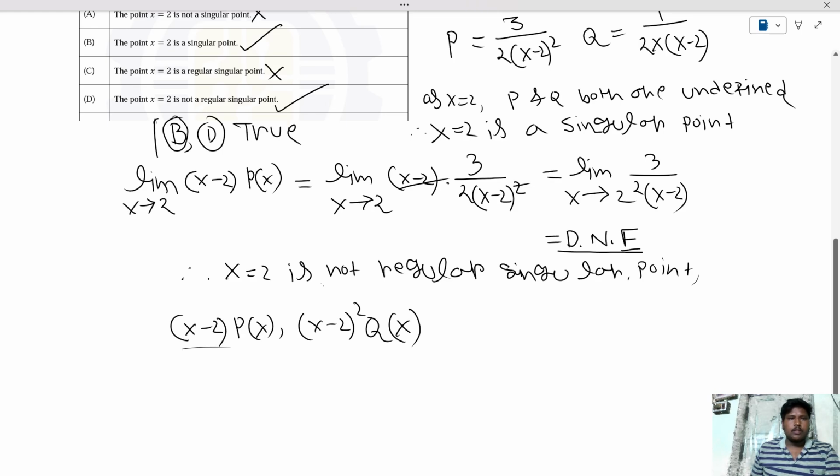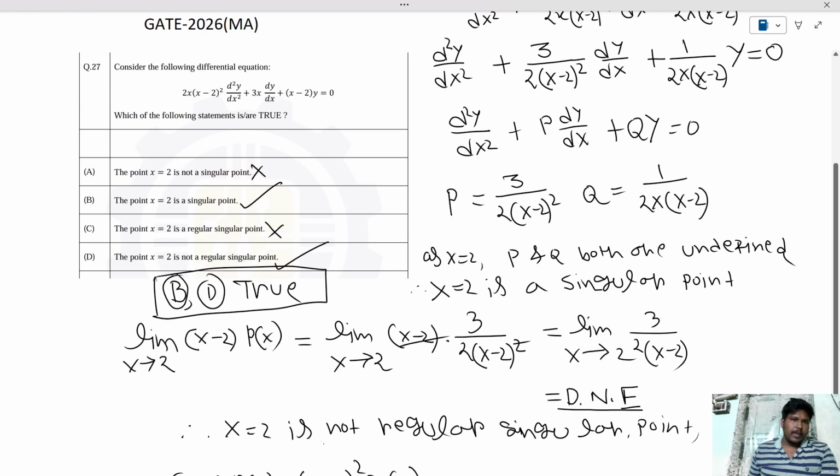Okay, so this is a simple question from differential equations. So B and D are true.